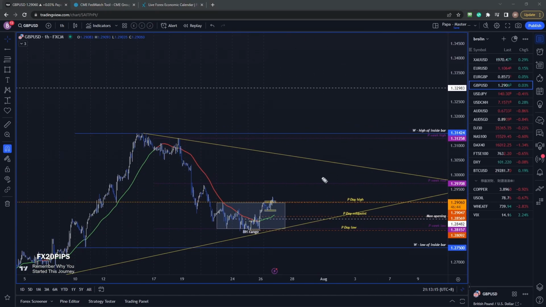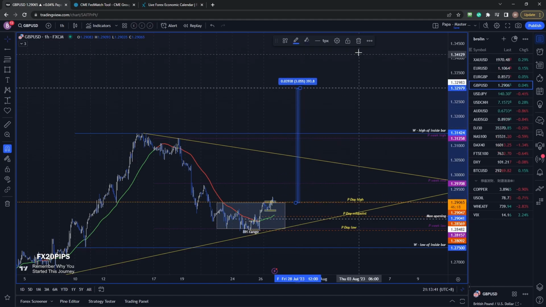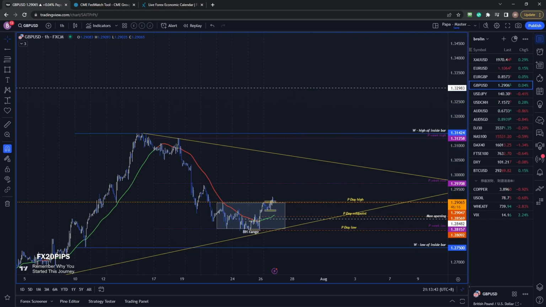Price to hit previous week high, go above here, breach this high, which is also the inside bar of a weekly candle, and then come up to here. Right, how many pips is this? This would be roughly 393 pips. Okay, I'm not saying that tonight with the news it's just going to shoot up.